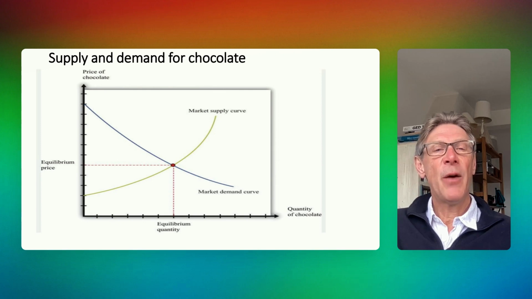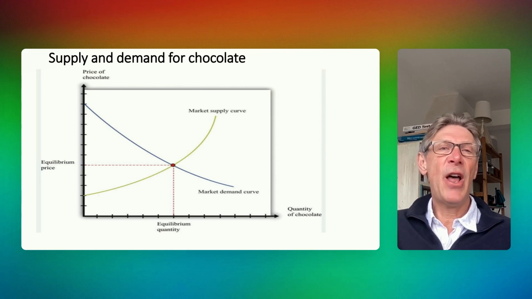And here you can see what we call the equilibrium price. So if the price of chocolate is very high, you can see that the supply curve goes up as the price goes up, but the demand curve goes down. So at a very high price of chocolate, supply would exceed demand. If the price of chocolate is very low, everyone wants to buy it, but people won't be so keen on making it. The equilibrium is where the supply curve and the demand curve meet, as you can see with the red dot.